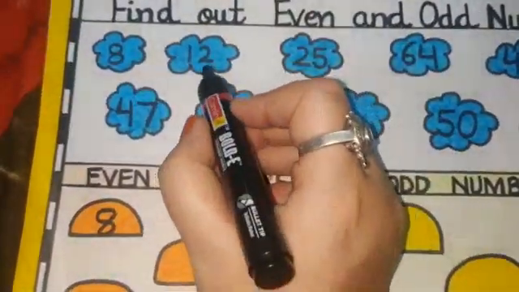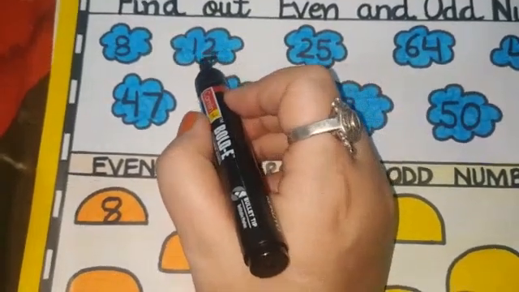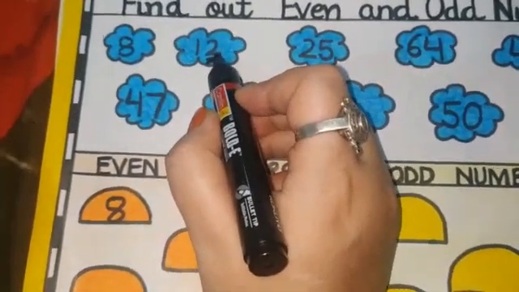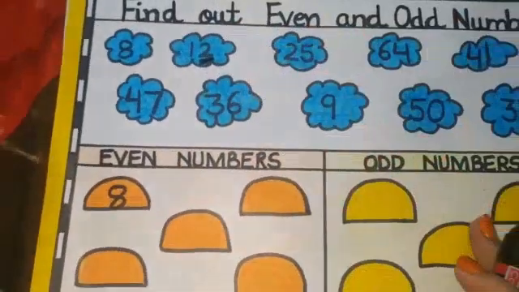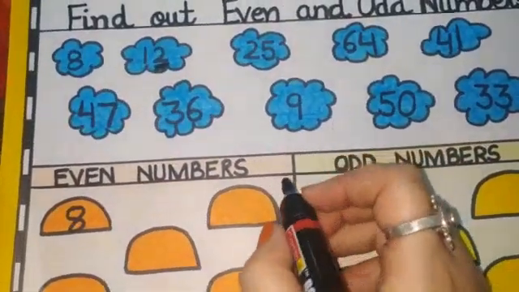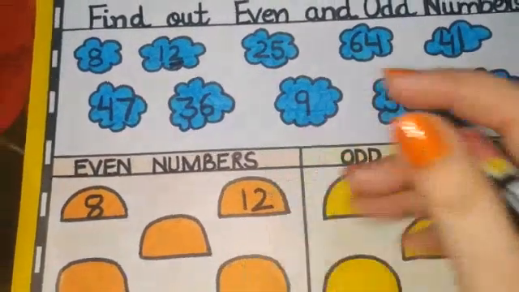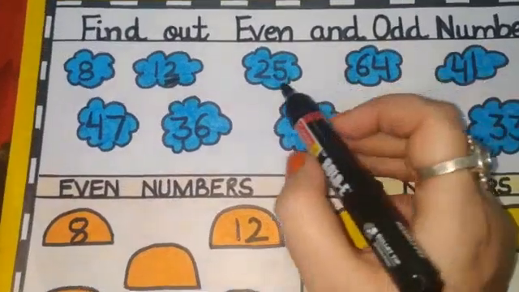Now children, when you have 2 digits, we'll see the second number. Okay, we'll see the last number, or you can say second number. Which number is it? 2. So is 2 an even number or odd number? Yes, 2 is an even number. So we'll write over here 12, right?